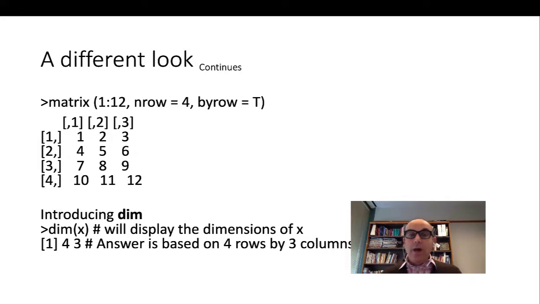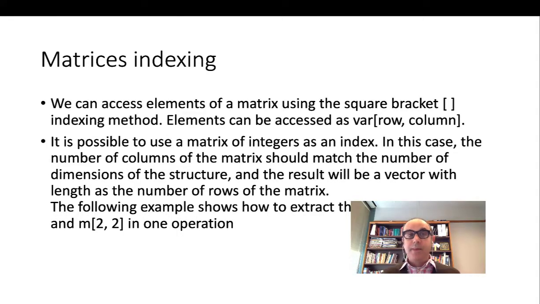A different look, and again using byrow equal T, this is how it will display it. The issue is, again, we can display the matrix in the format of a dim. The dim will display the dimension of x, in this case based on 4 rows and 3 columns.